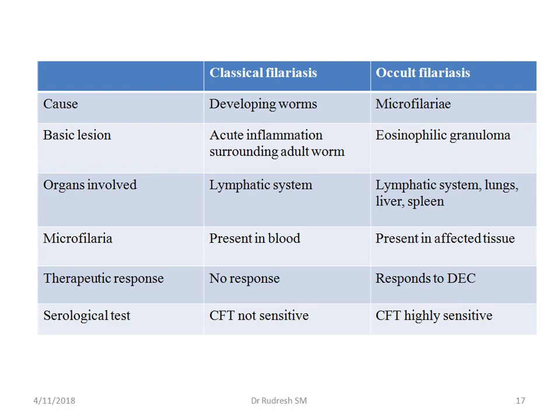Usually the lymphatic system, that is both lymph nodes and lymphatics, is involved in classical filariasis, whereas along with the lymphatic system, the lungs, liver, spleen, and many organs can be affected in occult filariasis. Microfilaria are usually present in the blood in classical filariasis. In occult filariasis, because they get stuck in the tissue, the microfilaria will not be found in the peripheral blood.